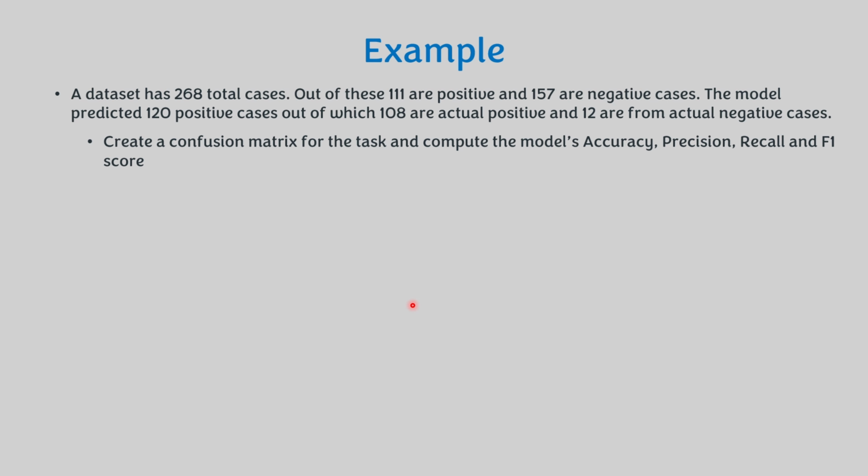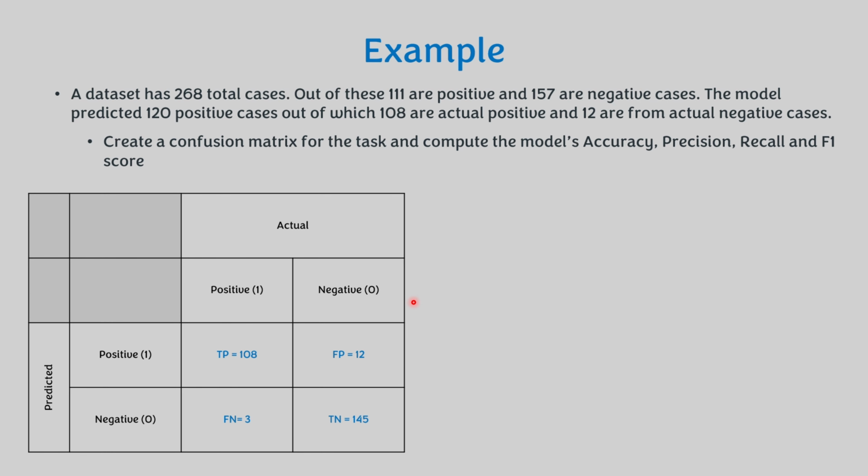You can pause the video to try and attempt this, then come back and compare our output to what you have. So this is the confusion matrix that we have here. From the statement, we have 108 which are actual positive. We have a total of 120 predicted as positive, but 108 are actual positive. So the model has correctly predicted them as positive, and they're actually positive. So these are our true positive. We'll assign here true positive 108.